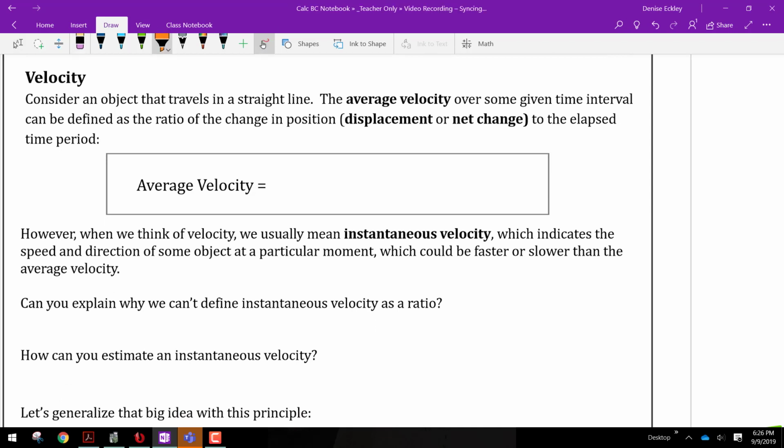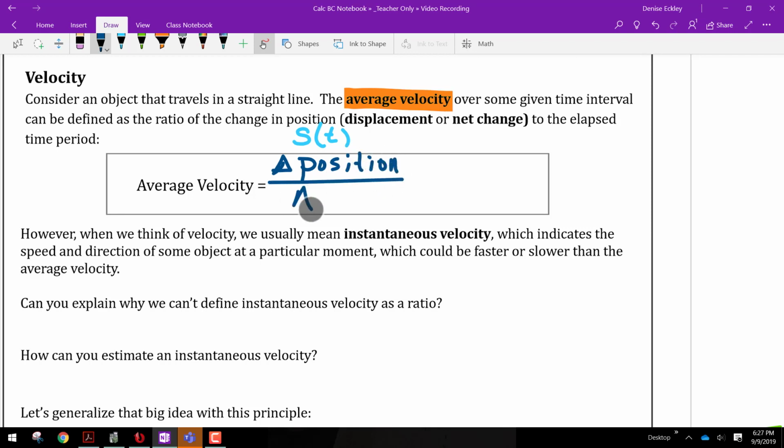So our average velocity over a given time interval is the ratio of the change in position, sometimes called displacement or net change, to the elapsed time period. And we're going to use for position most of the time, unless otherwise noted, s of t, which is used from physics. So our average velocity is defined as the change in position over the change in time.